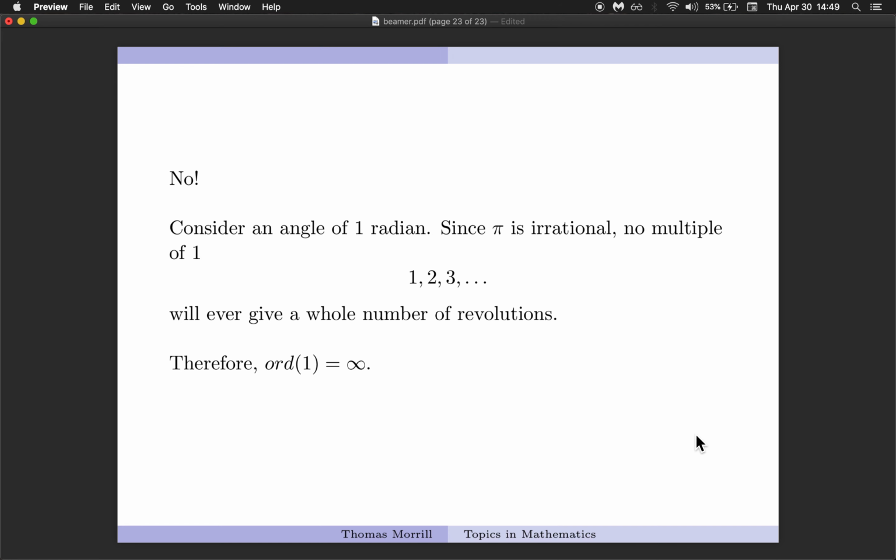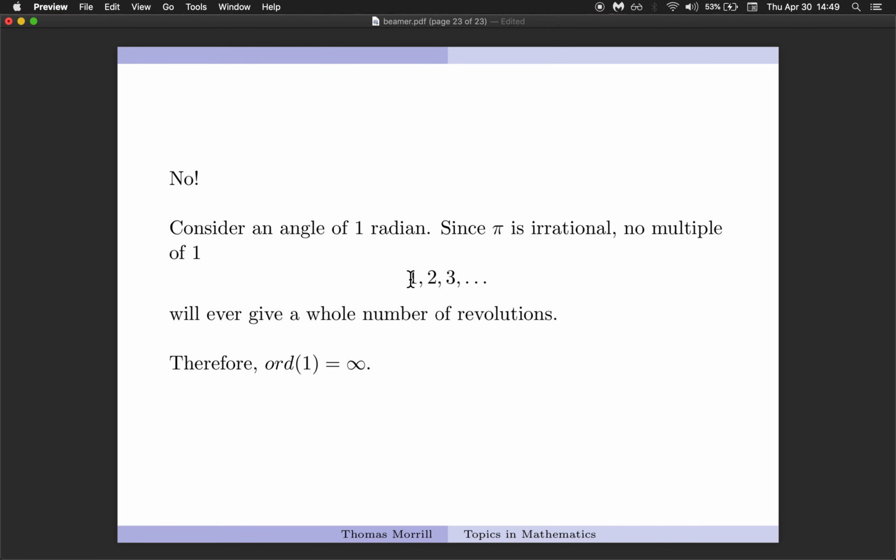Can I ever have a positive integer that is also a multiple of 2 pi? No, I can't. Pi is an irrational number. I cannot represent pi as a fraction, right? If I had, say, 3 equals 2 pi, that would mean that pi is the same as 3/2, but it's not. Pi is irrational.